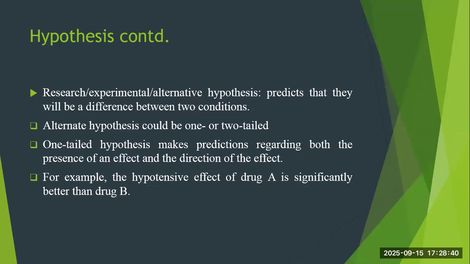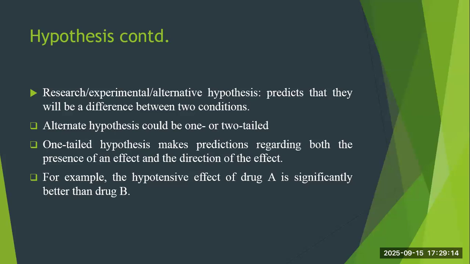When it is a one-tailed hypothesis, it makes a prediction regarding both the presence of an effect and the direction of an effect. For example, if you say that the hypotensive effect of drug A is significantly better than drug B, you have already given the direction of the relationship, and not just the direction, you also gave the presence of the effect. So you told us that A is always going to be better than B. That's what you have told us. So this is a one-tailed hypothesis.